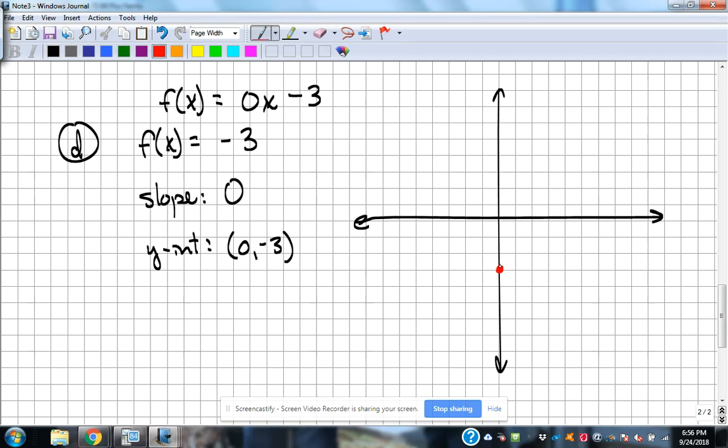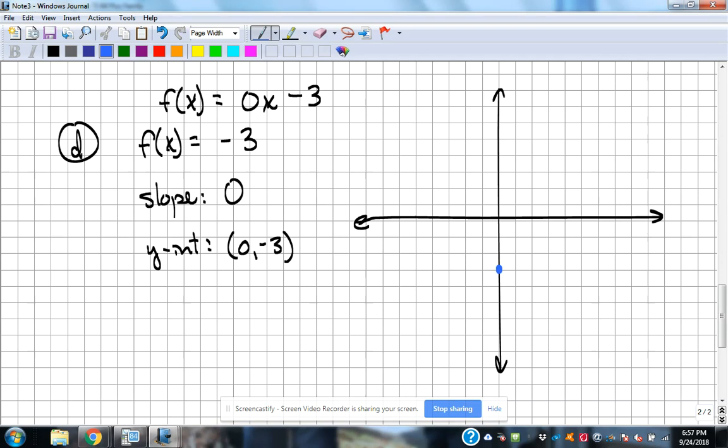I'm going to go to -3 on the y-axis. The slope is 0. So that means I rise how much? 0. Up 0 over 1, right? 0 divided by 1 is still 0. Okay, so I could go up 0 over 1, up 0 over 1. It'll be a horizontal line flat across there.